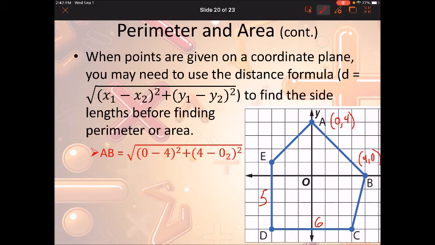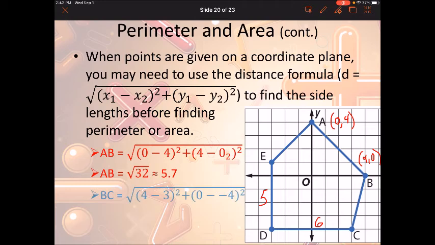So I find my change in my x's, 0 minus 4, and square it. Find the change in my y's, 4 minus 0, and square that. I end up getting 16 plus 16, or 32. So that length is the square root of 32, or 5.7.